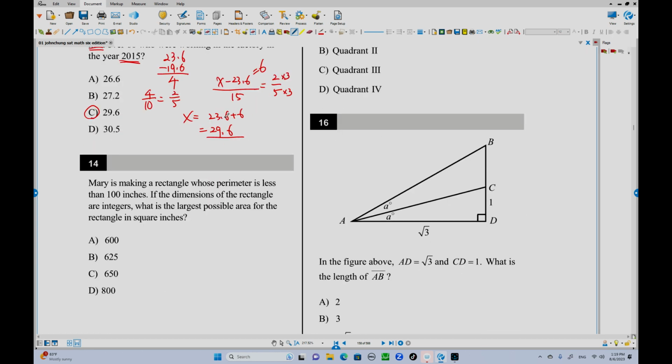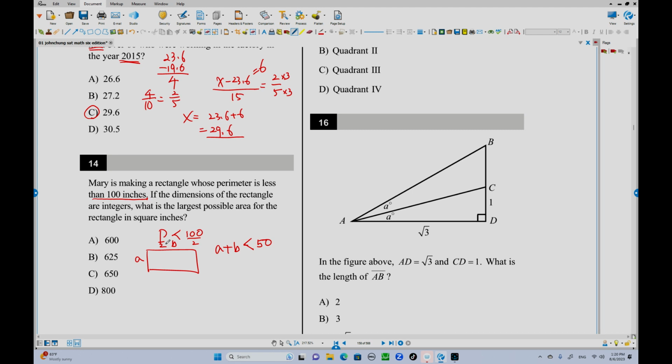All right, number 14. A rectangle whose perimeter is less than 100 inches. The dimensions of the rectangle are integers. If this is A and this is B, the dimensions are all integers, A is an integer and B is an integer. So A plus B is actually less than 50, half of the perimeter.